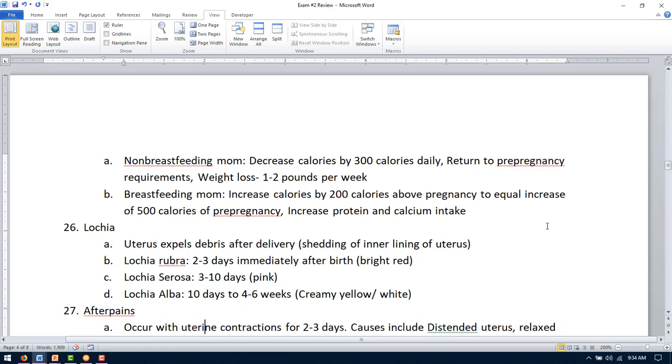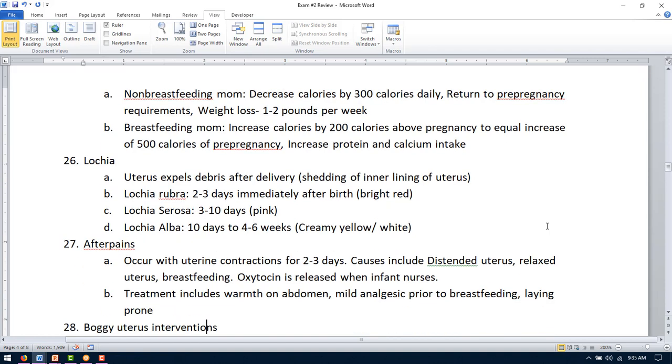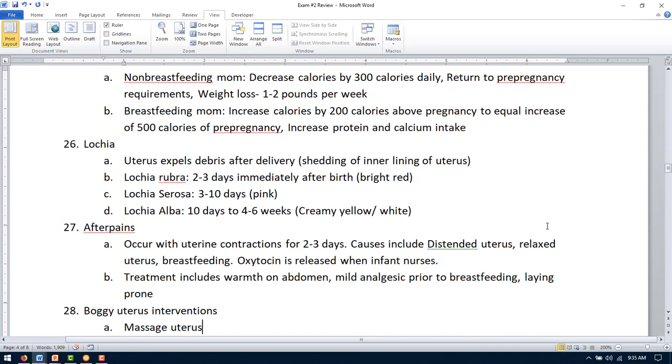The breastfeeding mom is actually going to increase their calories per day by 200 above their pregnancy amount, because they need more to keep producing milk. So they have their 300 calories a day extra from pregnancy, and then this extra 200. So it's going to be 500 calories above pre-pregnancy with increased protein and calcium. Know your lochia. The lochia rubra, the lochia serosa, and the lochia alba.